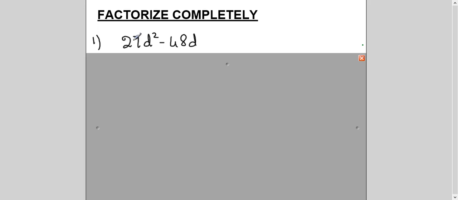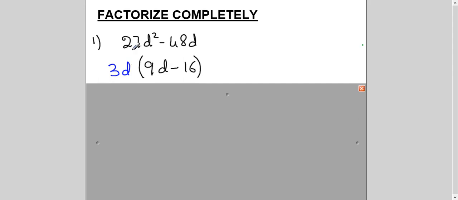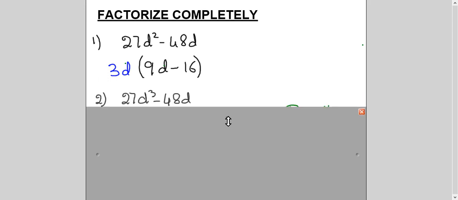So you need to have a strong understanding of tables. If you see here 27 and 48, do you see anything common? Or in d square and d? So common is 3d, because 3 times 9 is 27 and 3 times 16 is 48. So from 48 and 27, I'm taking 3 common out. And from d square and d, of course, d is common, because then one d will be left here. And here, only 16. So if you multiply this by this, like we have seen in the previous video, you will get back this expression. So this is the complete factorization of it.